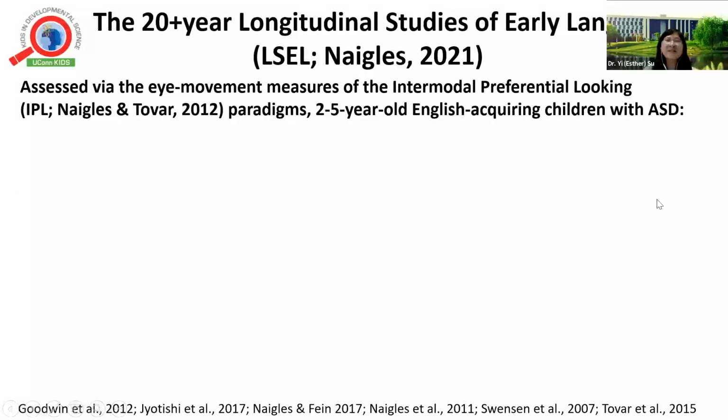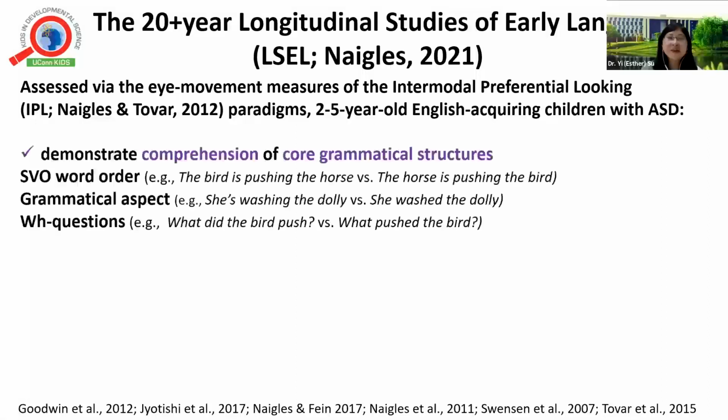Another study is about language comprehension. This is a more than 20-year longitudinal study of early language conducted by Professor Letitia Naigles and her colleagues at the University of Connecticut. They assessed 2 to 5-year-old English-acquiring children with ASD using a measure of intermodal preferential looking. The children demonstrated comprehension of core grammatical structures like SVO word order, grammatical aspect, and WH questions.